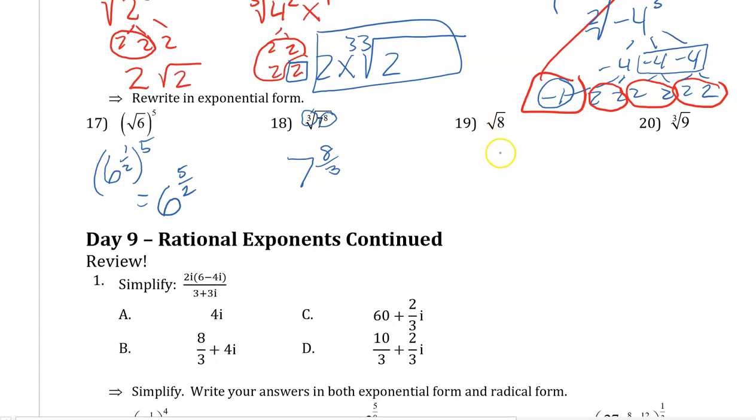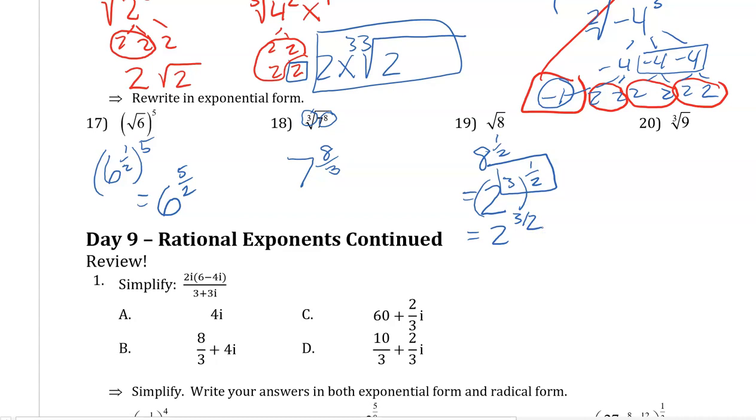Square root of 8. Well, we're going to rewrite that in exponential form. So we can rewrite it as 8 to the 1/2. That's true. Or we can recognize that 8 is really 2 cubed. We'd be raising that to the 1/2. So we'd use our rule of exponents. We multiply our exponents together. So that's 2 to the 3 halves.